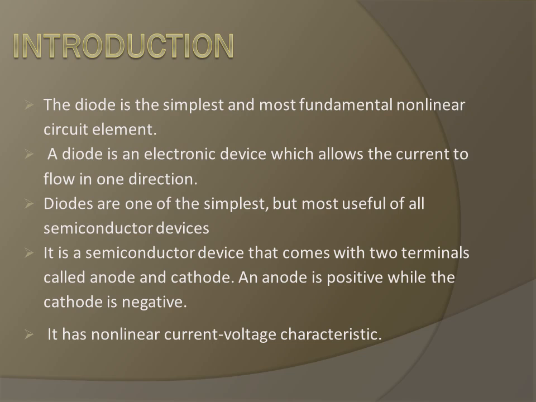Without a diode we can't build a semiconductor circuit. This device has two terminals, anode and cathode, where the anode is positive while the cathode is negative. The important characteristic of this diode component is its nonlinear property. The current and voltage are of nonlinear property.